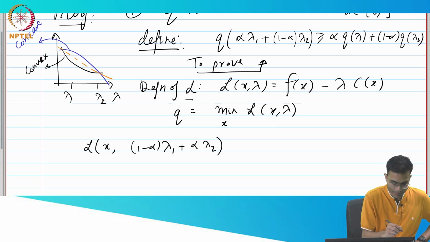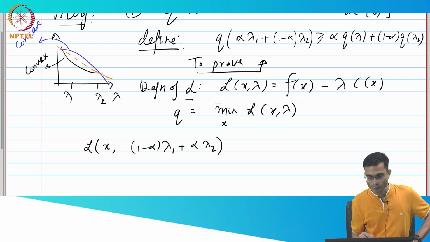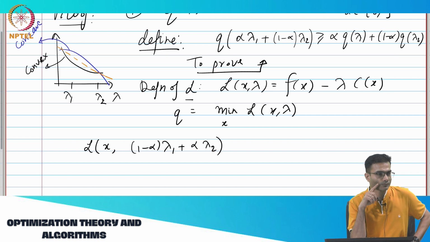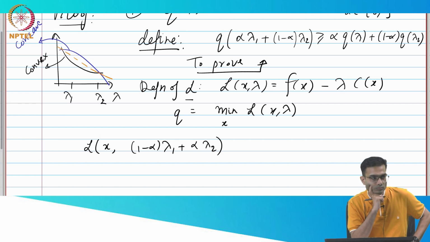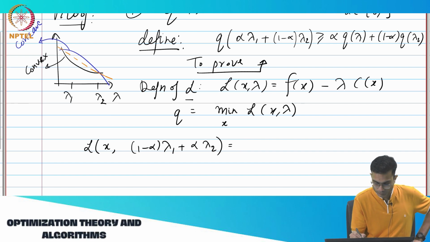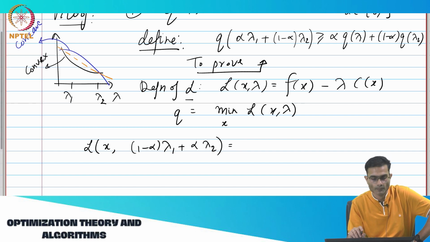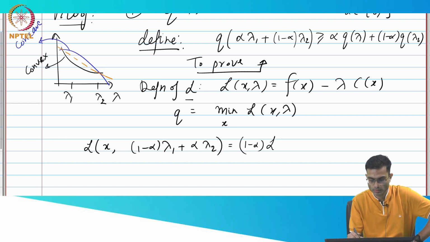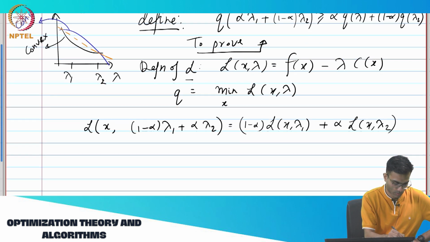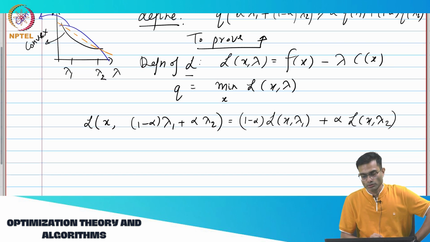This is one big Lagrangian that I can take, right? So if I substitute this into the definition of the Lagrangian, will it split into two Lagrangians? Yes, because it's linear in lambda, it will just split up. So what will the first Lagrangian be? 1 minus alpha times L of x comma lambda 1, right? It's simply linear, and then this becomes alpha times Lagrangian of x comma lambda 2, right. Very good. So this is true.